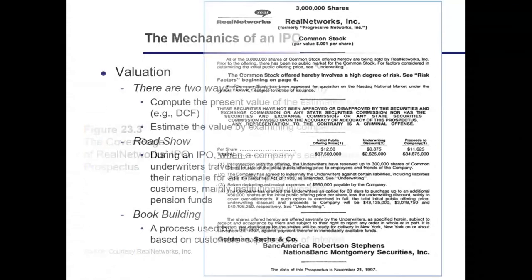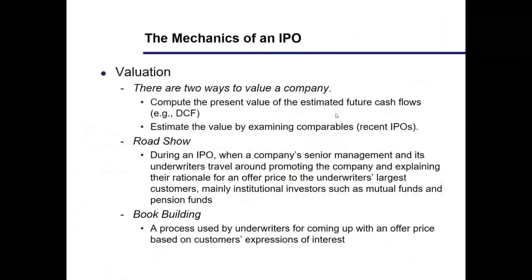Okay. There are two ways to value a company when you do the IPO: compute the present value of estimated future cash flow, for example, using the DCF, discounted cash flow model, and then estimate the value by examining the comparables. Otherwise, you can take different types of ratios of comparables, and you make those valuations based on your comparables.